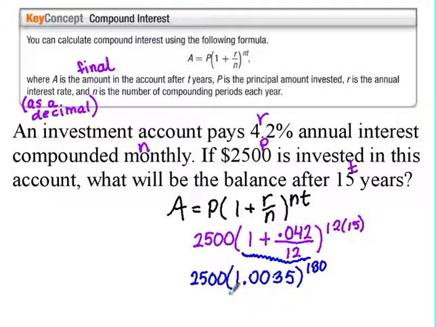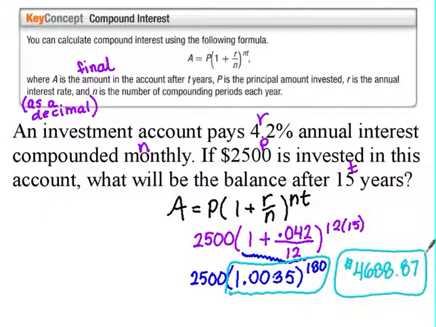So then now we need to calculate this. In order to do this, remember we have to do this part first, and then we're going to take our answer times 2,500. So 1.0035 to the 180th power, and then take that answer times 2,500. So 1.0035 to the 180th. Should it be a decimal? Yes. And then you're going to take that times 2,500. And when you do that, you get how much? $4,688.87. Did anybody not get that? Okay. Yes, you got it.